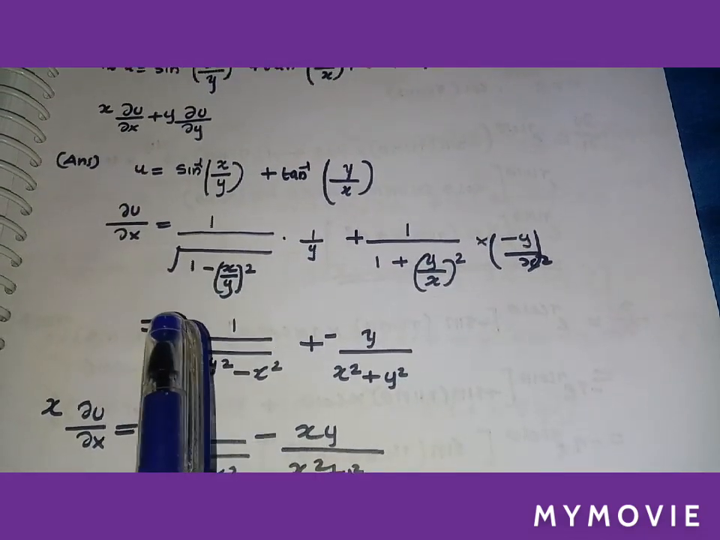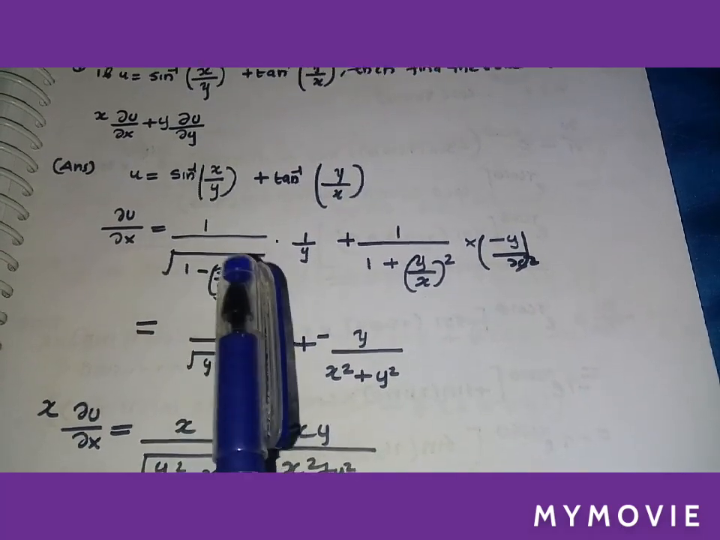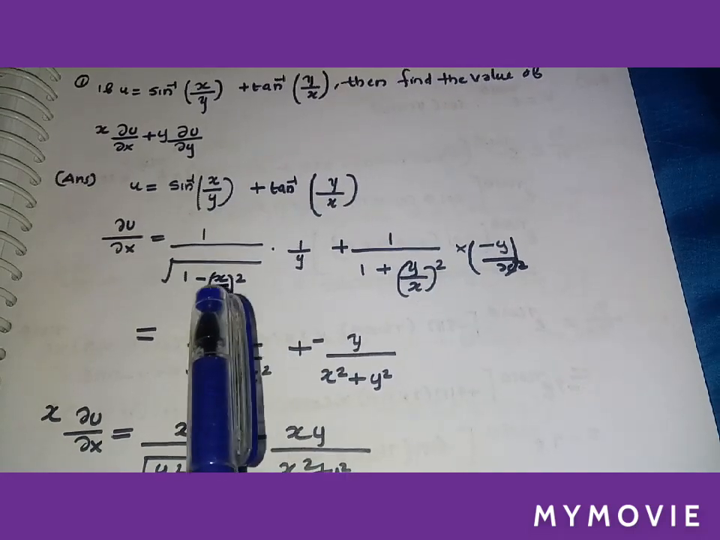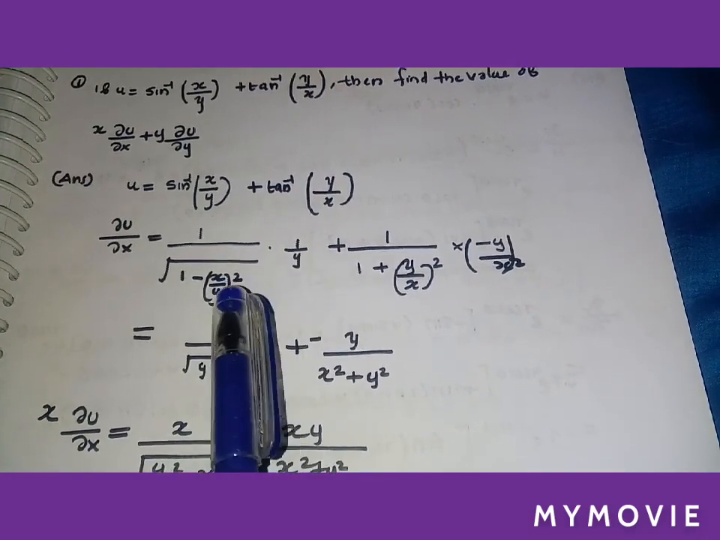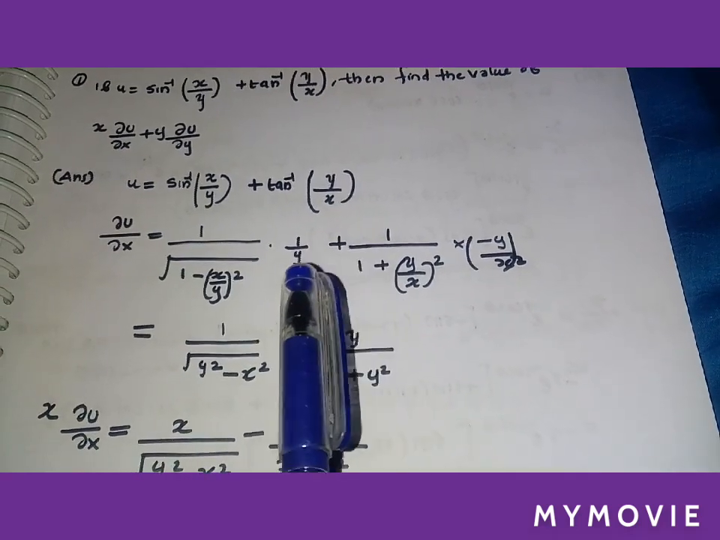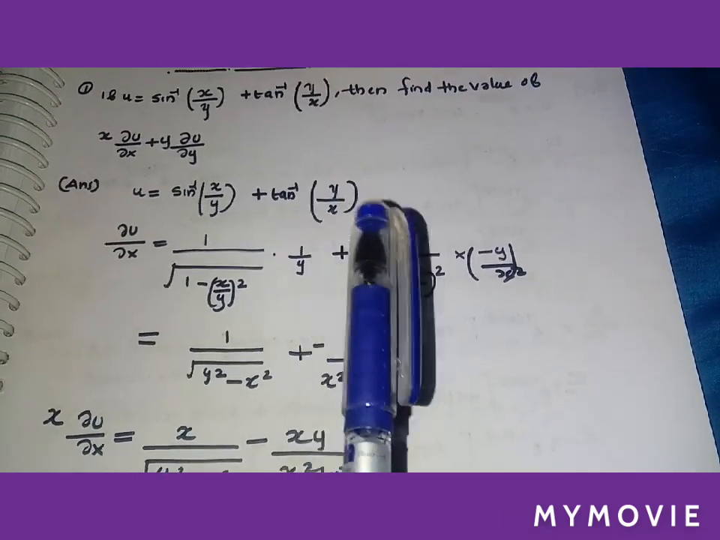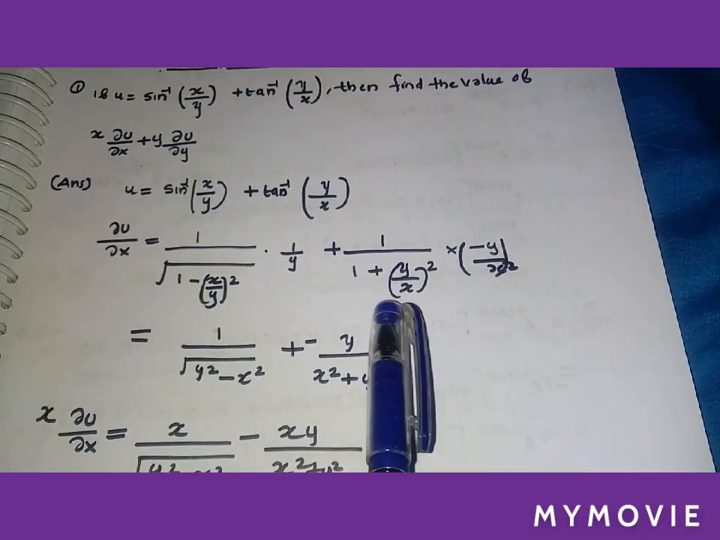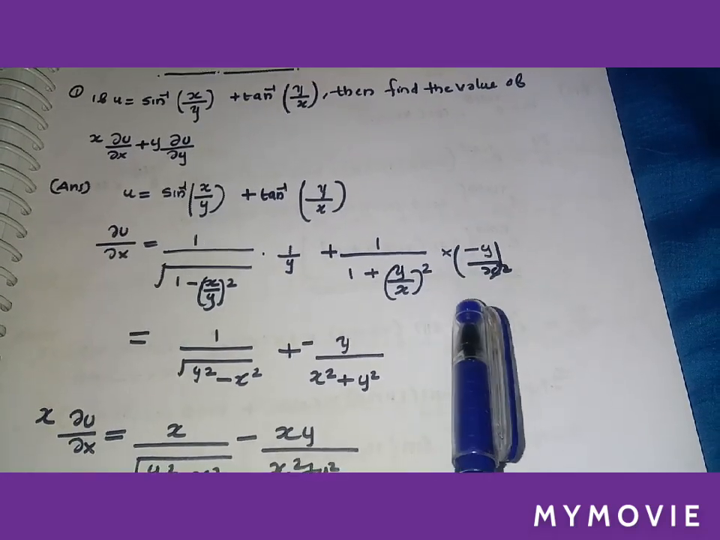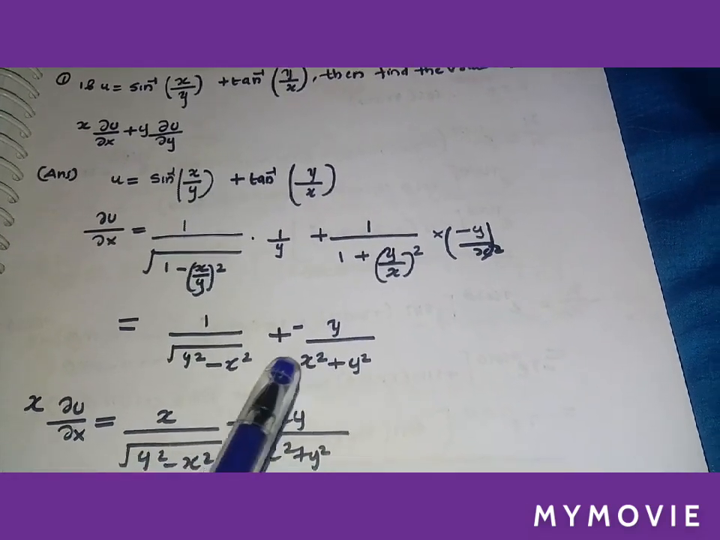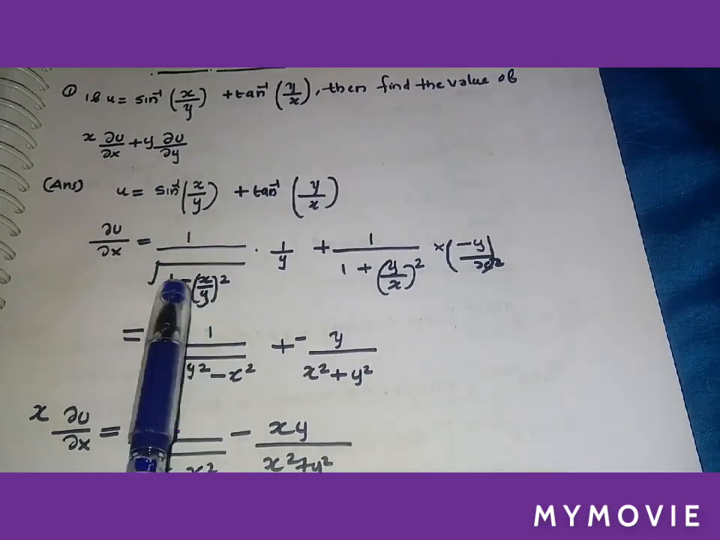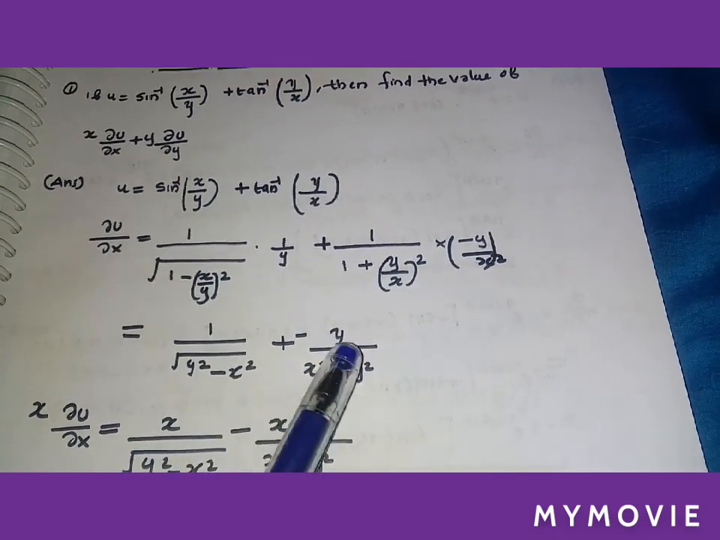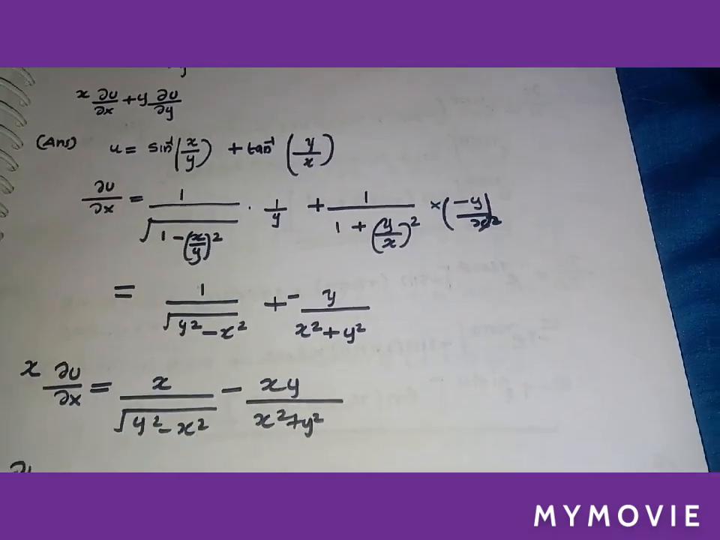∂u/∂x means sin inverse derivative, that is 1 by under root 1 minus x square. Here x is x by y, so under root 1 minus (x by y) whole square into the derivative of x by y, that is 1 by y, as y is a constant, plus tan inverse derivative, that is 1 by 1 plus x square, and the derivative of y by x, that is minus y by x square. So we cross multiply and we get the answer as 1 divided by under root y square minus x square, minus y divided by x square plus y square.